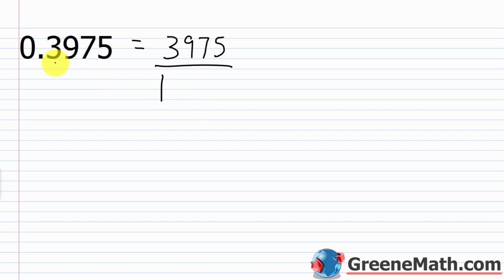Well, for decimal places, I have 1, 2, 3, 4. So this is going to get 1, 2, 3, 4 zeros, or 10,000 for the denominator. So we get 3,975 over 10,000.